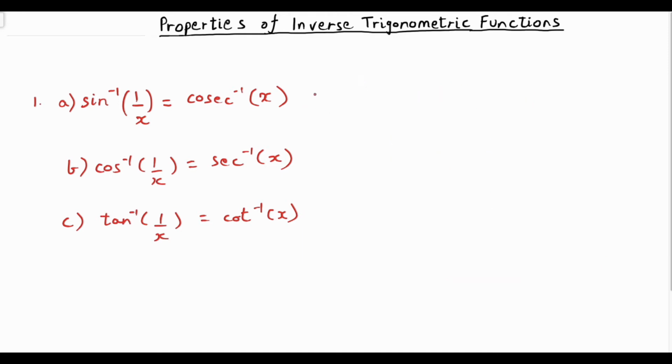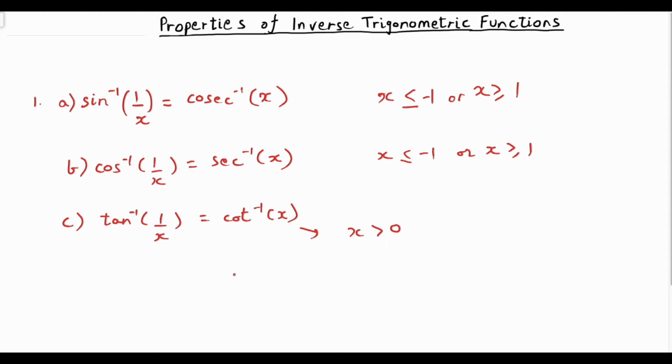An important thing to note is that the trigonometric functions are defined on their principal value branch. So sine inverse 1 by x is defined only from minus 1 to 1. So x has to be less than or equal to minus 1 or greater than or equal to 1. Similarly, cos inverse is also defined from minus 1 to 1. So here x has to be less than or equal to minus 1 or x has to be greater than or equal to 1. And for tan inverse 1 by x, tan inverse is defined on the whole set of real numbers, but this formula holds only for x greater than 0.